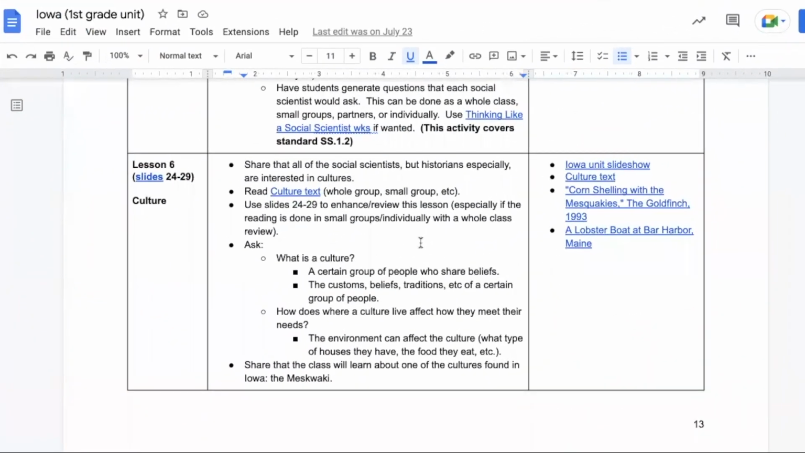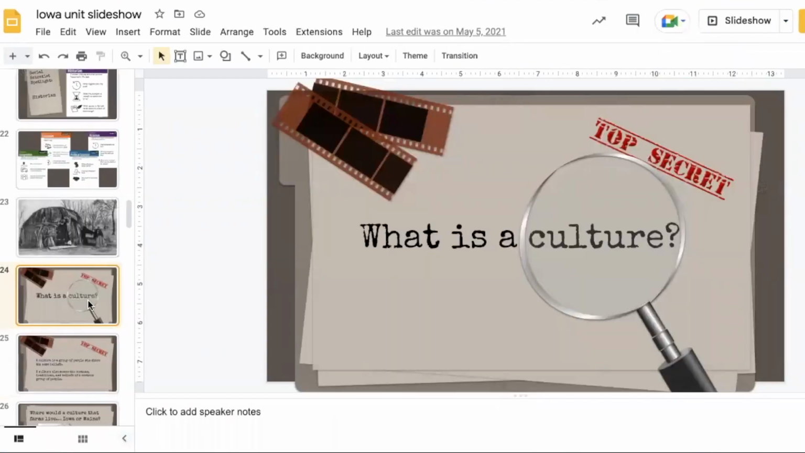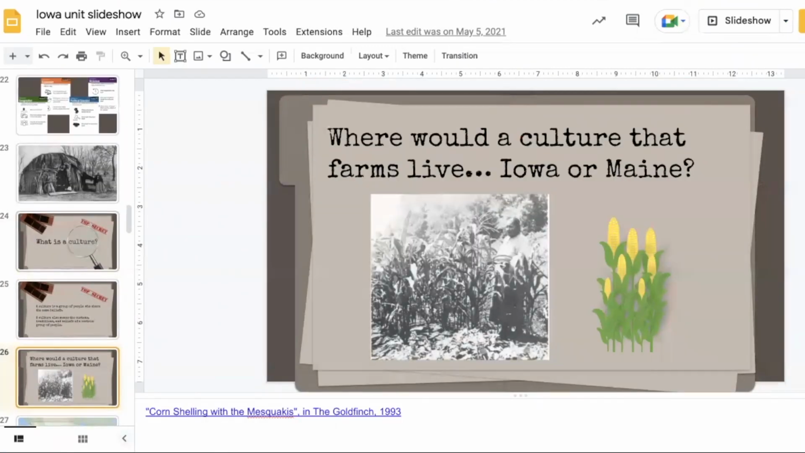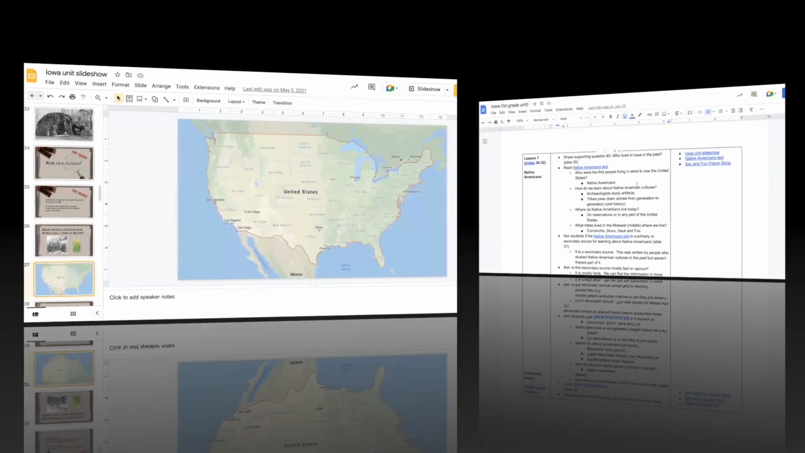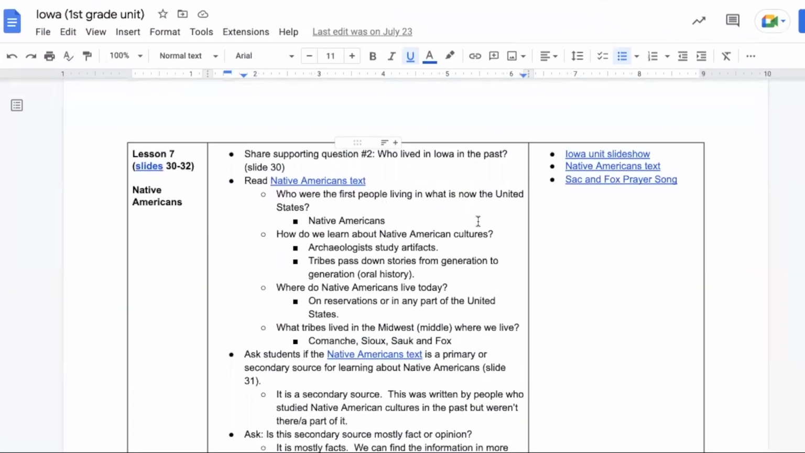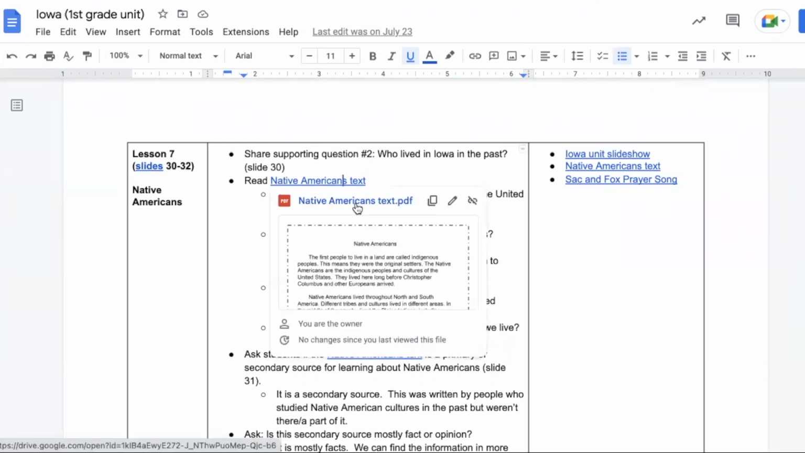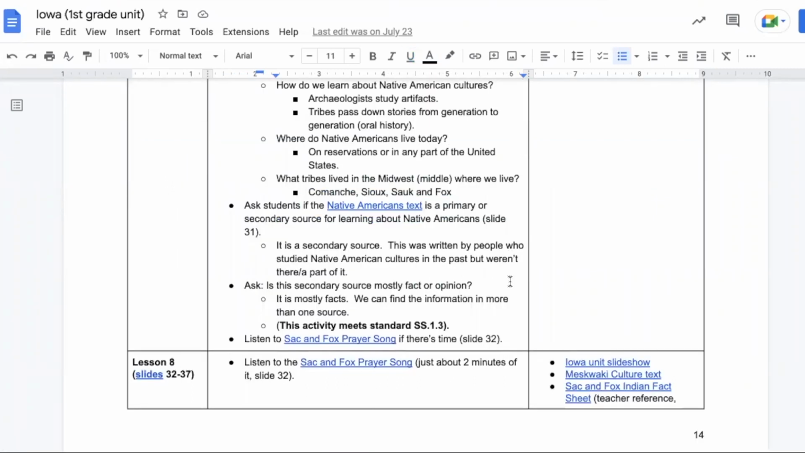Lesson 6, we focus on cultures. There's a text to read and then a series of slides that you can use where we define culture and we can start picking out some different characteristics of cultures. Lesson 7, we start talking about Native Americans, and we talk a little bit about how we learn about Native American cultures from the past. There's a text about Native Americans that is helpful to give some of this information. Since we're using that source, the Native Americans text, it would be a good thing to figure out if it's a primary or a secondary source, as well as practice whether it's mostly fact or opinion and how we can figure that out.